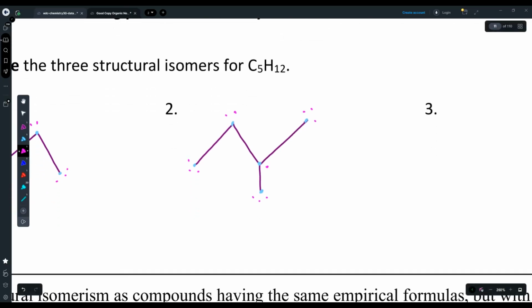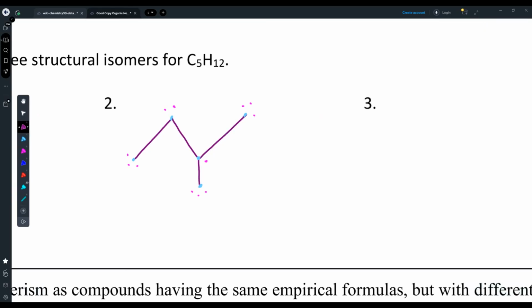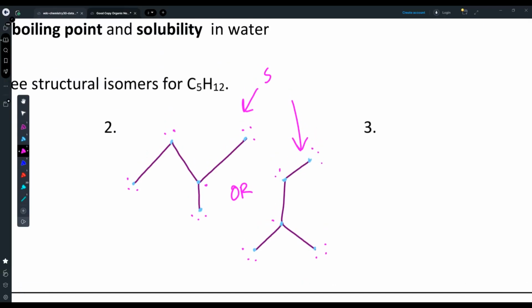Okay, now keep in mind for this diagram, if you really wanted to, you could have drawn it something like that. Here, I'll make this a little bit longer here. And we still have 1, 2, 3, 4, 5 carbons, and we still have 1, 2, 3, 4, 5, 6, 7, 8, 9, 10, 11, 12 hydrogens. Okay, so this and this, they are the same compound, but they just look a little bit different.